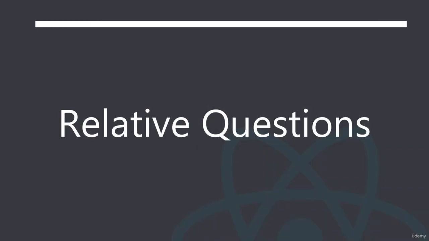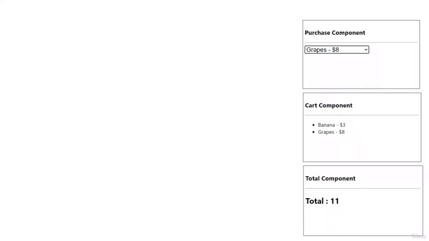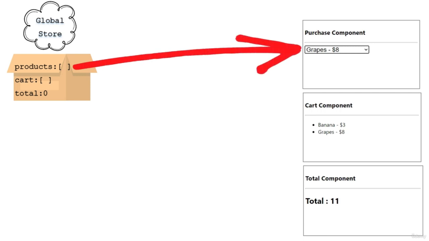The first question is, explain the flow of event handling with Redux. So we have these three components, the purchase, cart and total component. Here we have the global store. This product's data is referred here and the dropdown is filled with this product data. Now the next point is, once this data is filled, let's say on selection of the product, we want to add the data to the cart.